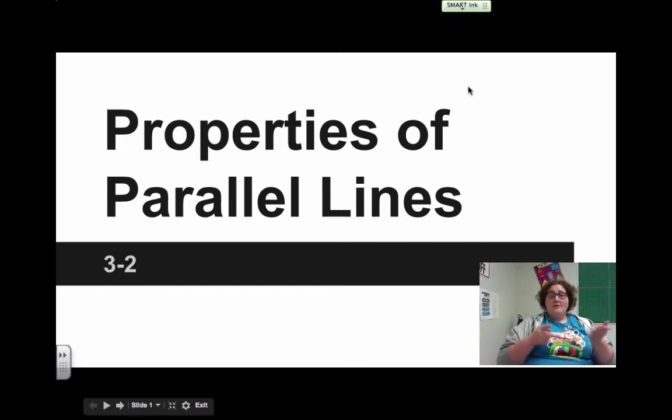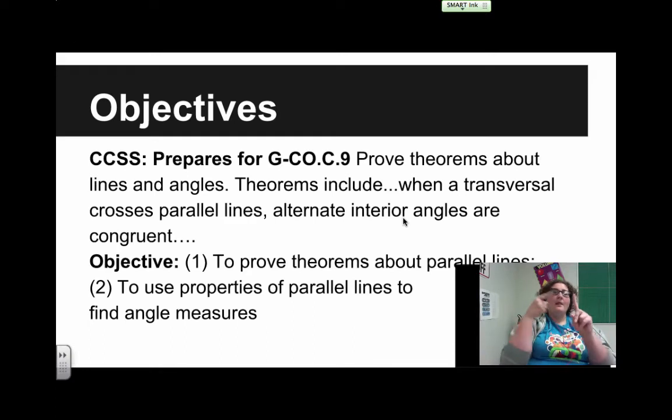Properties of parallel lines. Objectives: to prove theorems about parallel lines and to use properties of parallel lines to find angle measures.